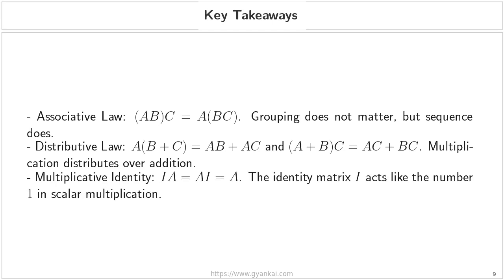Finally, let's summarize the multiplicative identity. We have learned that I times A equals A times I, which simply equals A in this context. The identity matrix I acts exactly like the number 1 does in regular scalar multiplication, leaving the original matrix unchanged. All right, let's wrap up everything we have covered in this session by reviewing the key takeaways. Keep these 3 properties in mind, as they will be essential for simplifying more complex matrix equations in our upcoming lessons.